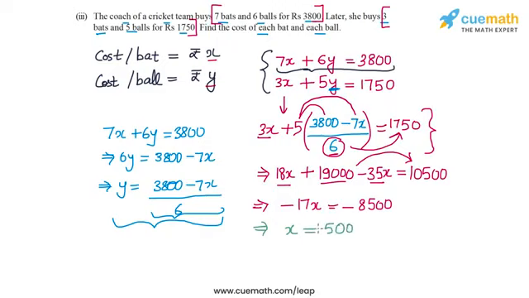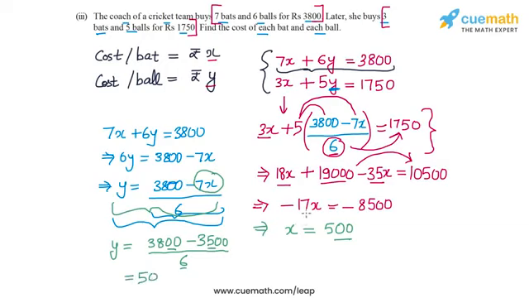So x is equal to 500, and now I can use this expression for y in terms of x to find the value of y. So y should be equal to (3,800 minus 7x) by 6. Because x is 500, 7x is equal to 3,500. So I have 3,800 minus 3,500 by 6. So 3,800 minus 3,500 is 300, and 300 by 6 is 50. So y is equal to 50.